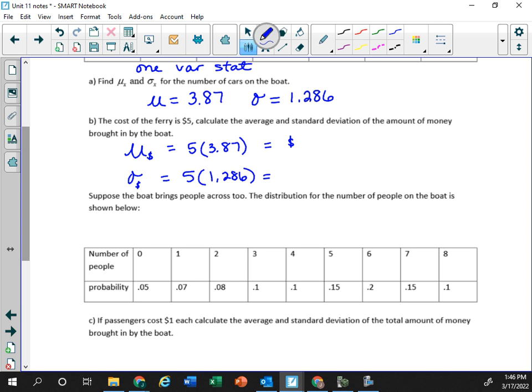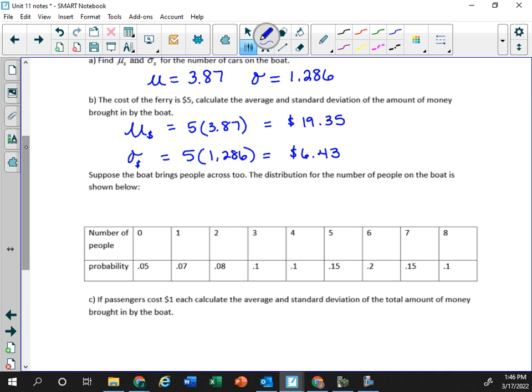So what's your average money brought in? $19.35. Excellent. And what about the standard deviation here? $6.43. Good. Okay. Questions on that part? Does it make sense why we're multiplying there? You're telling me how many cars come across, and this is money per car.